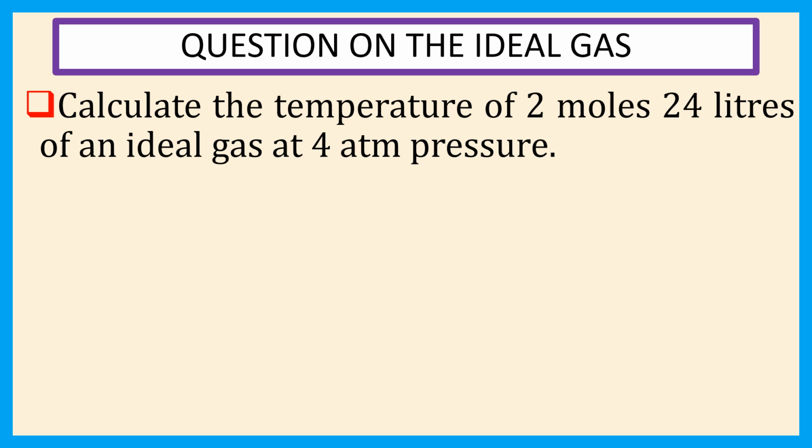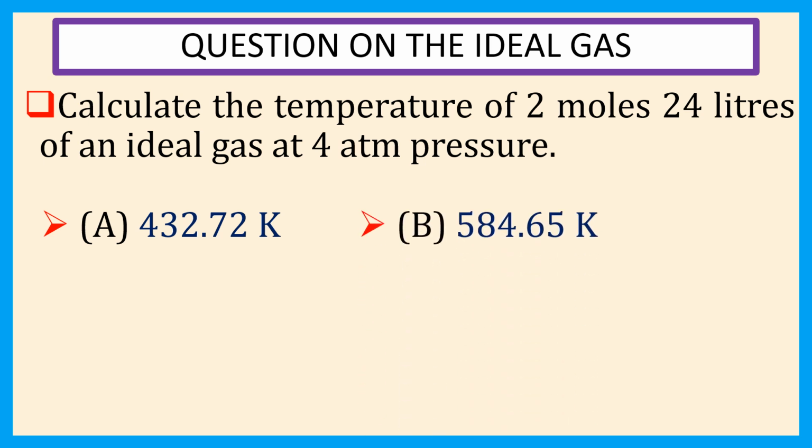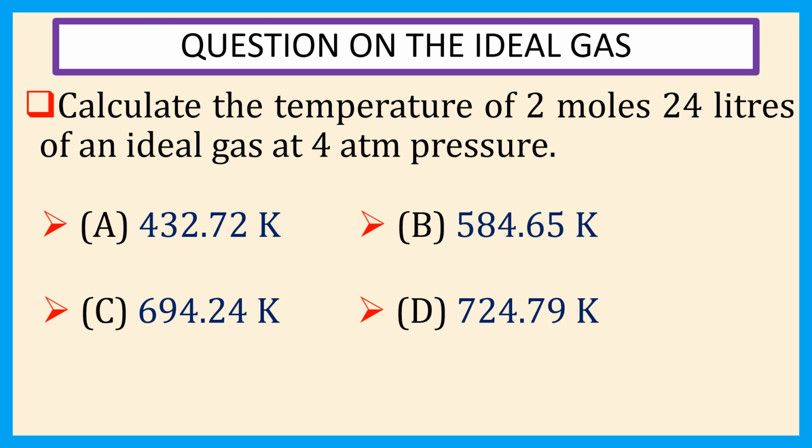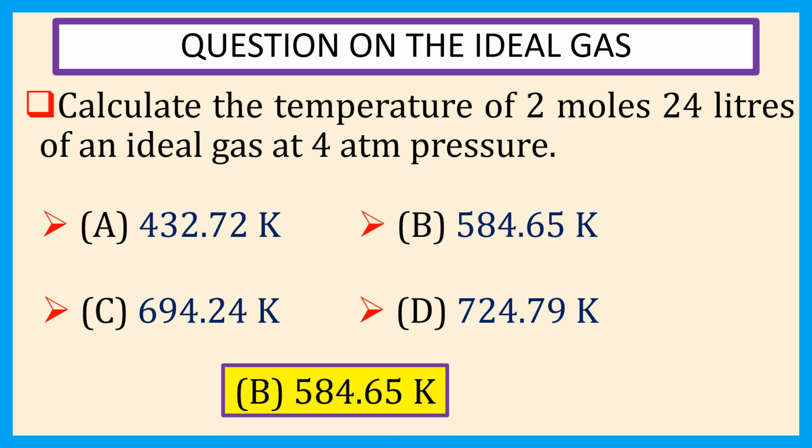Choices are A. 432.72 K, B. 584.65 K, C. 694.24 K, D. 724.79 K. Answer is B. 584.65 K. Explanation we will see in the next slide.